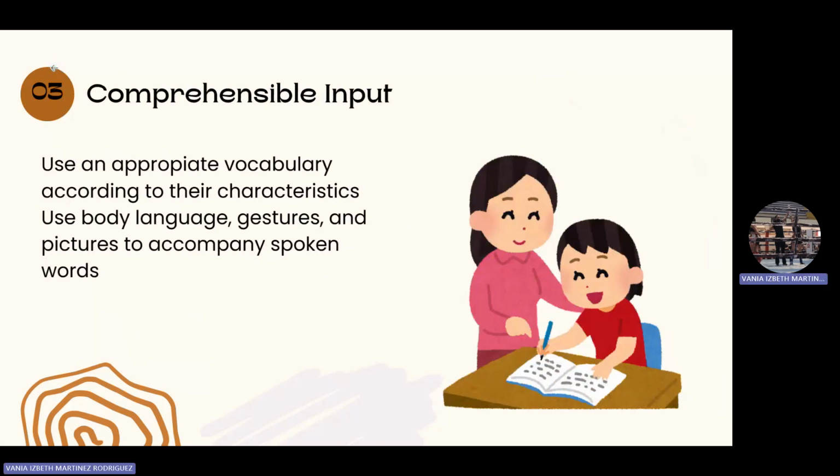The fourth is the comprehensible input, where it's important to know what kind of vocabulary I need to use to make the content understandable to the students. And it should be according to their characteristics, and I shouldn't use complex vocabulary because it will be hard to understand the class. So I should use body language, gestures, and pictures to accompany spoken words.